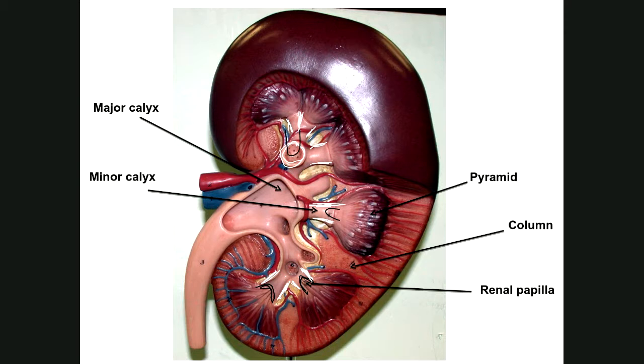Well, look at this minor calyx. You can see that it has holes in it. That's what those little dots are. Those are actually the openings to little tiny tubes that run through the papilla. Those little tubes are called papillary ducts, and we'll talk about those a little bit later on. But urine is going to flow through there, into here, from there, into here, and from there, into here. Any questions?